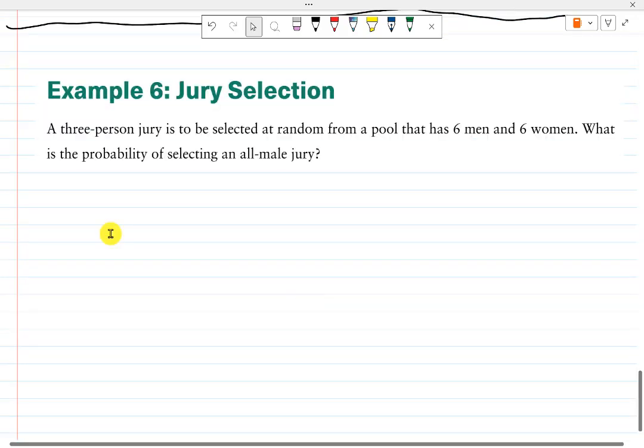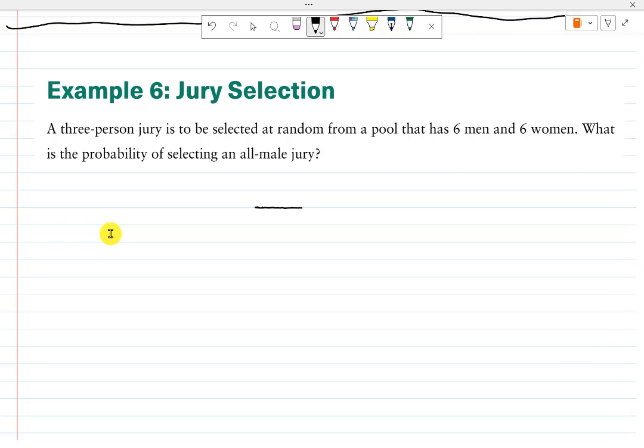Here we've got a 3-person jury to be selected at random from a pool that has 6 men and 6 women. What's the probability of selecting an all-male jury? So let's take a look at the three jurors. We'll call them Juror 1, Juror 2, and Juror 3. And we want them all to be male, so we'll have male, male, male.